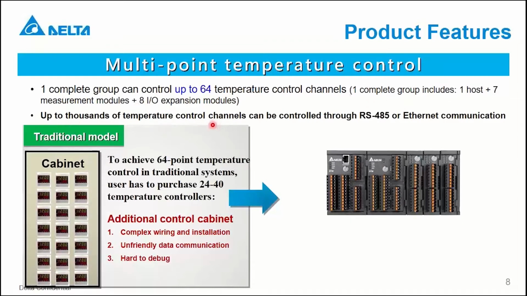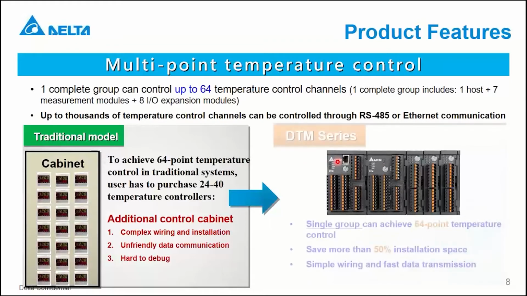And this can control up to thousands of temperature control channels. That means if the customer has more than 64 channels, maybe 100, 200, we have the feature to combine all the data like a big group, then send it to the upper system. So this is set by the software.